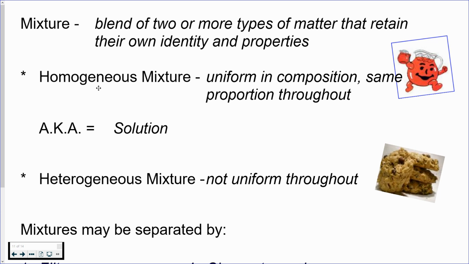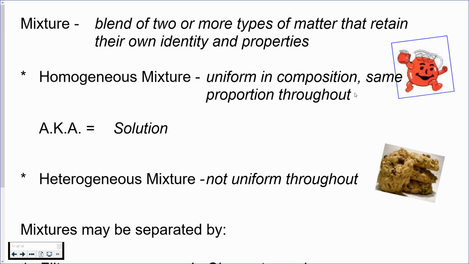A mixture is a blend of two or more types of matter that you can still identify as their own thing. For example, a homogeneous mixture is something that's unified. It's the same, uniform in composition, the same throughout. We have a nickname for it, a solution. Kool-Aid is a great example of this.